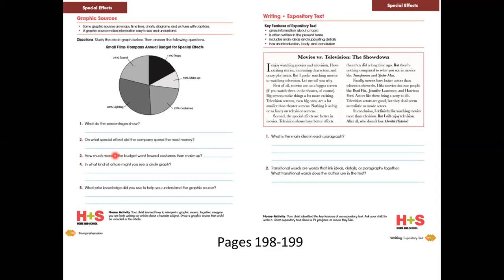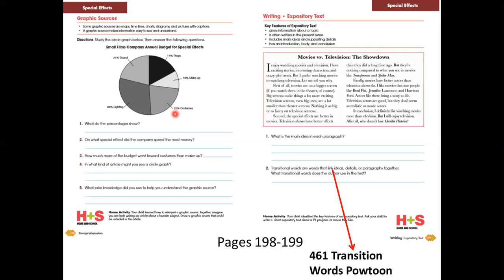On page 198, the first exercise for the graphic sources topic is the one that we already mentioned about the annual budget, and here are some questions to answer. On page 199, there is an easy writing exercise with only 2 questions. On the second question, I will give you a hint, since it's asking you for words that link ideas.